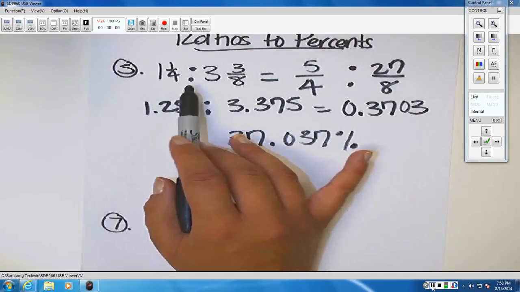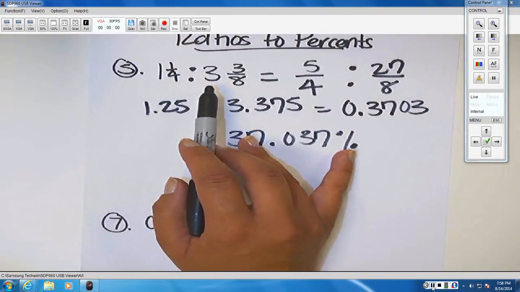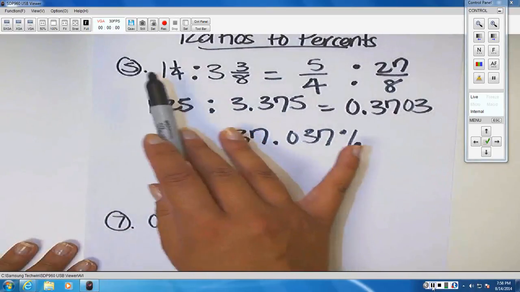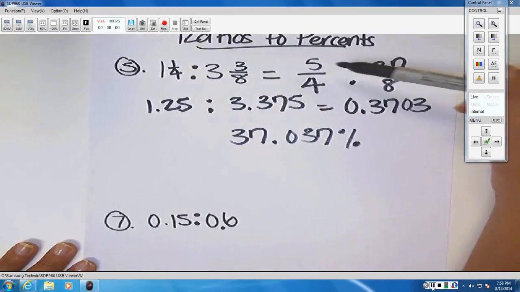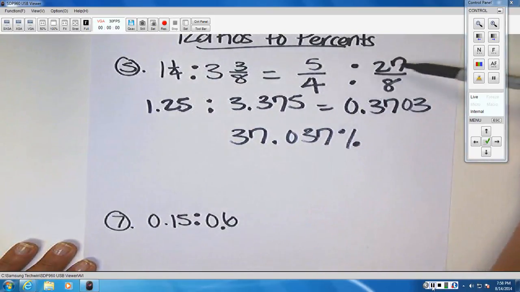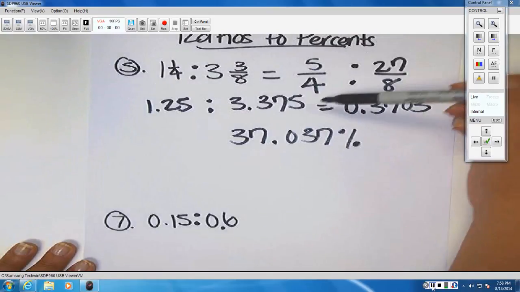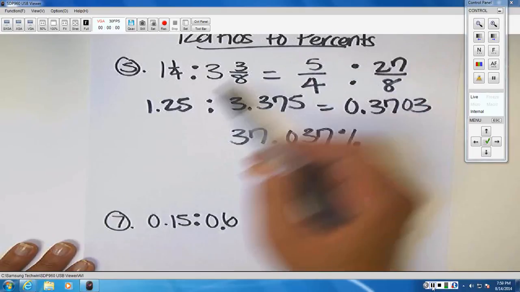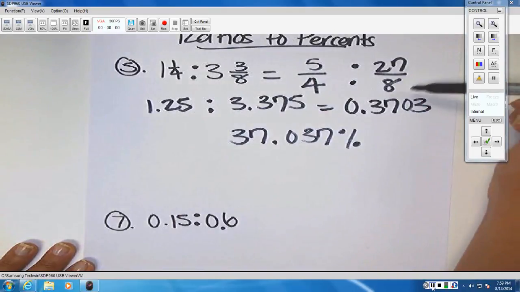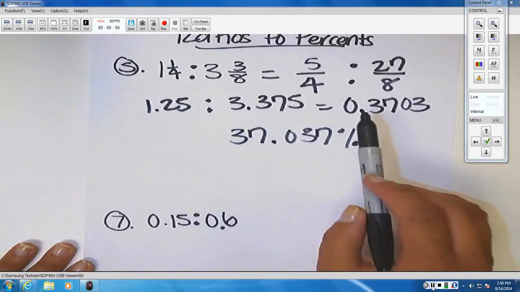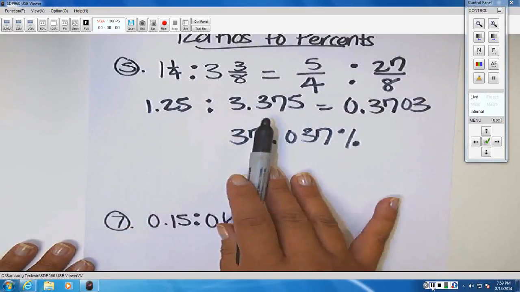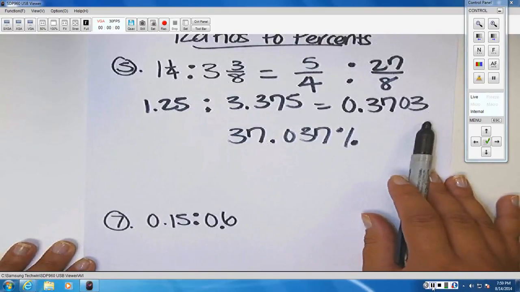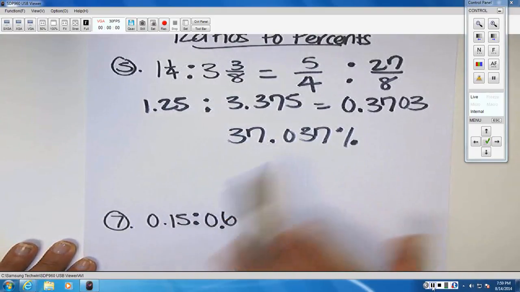Okay? So the very first thing you remember, you have to take that mixed number and turn it into an improper fraction by multiplying your denominator times your whole number plus your numerator. We ended up with 5/4 is to 27/8. We turned those fractions into decimals by dividing the numerator by the denominator. So 5 divided by 4 was 1.25. 27 divided by 8 was 3.375. We then divided our first number by our second number and got 0.3703. And to get our percentage, we multiplied that number by 100 and got 37.037%.